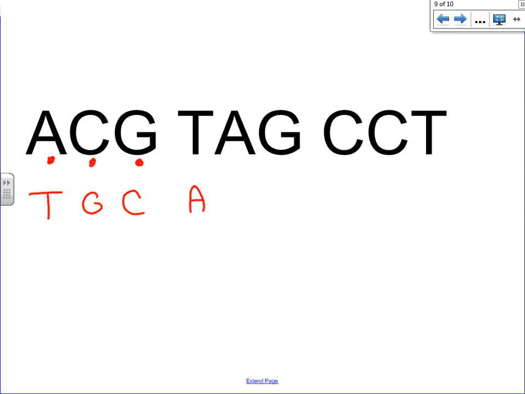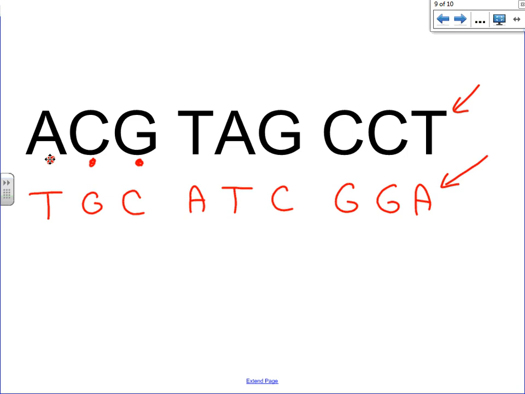Thymine always pairs with adenine. Adenine always pairs with thymine. Guanine always pairs with cytosine. Cytosine always pairs with guanine. And thymine always pairs with adenine. And we have our original strand here, and here's our complementary strand right there.